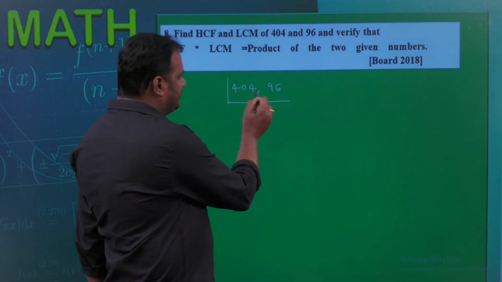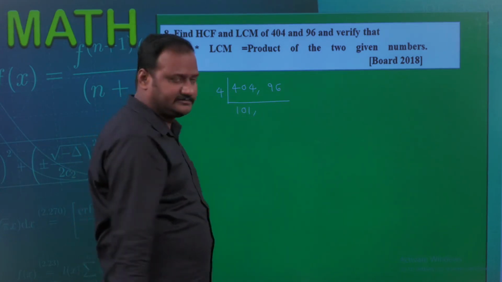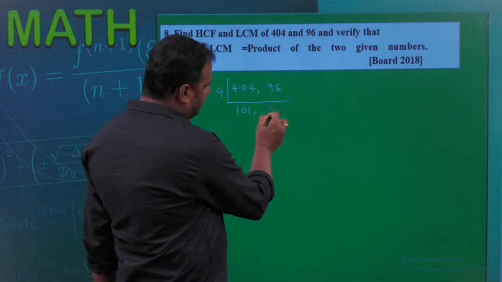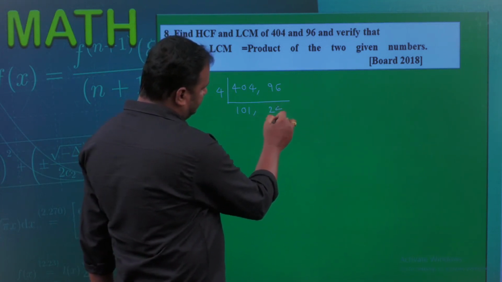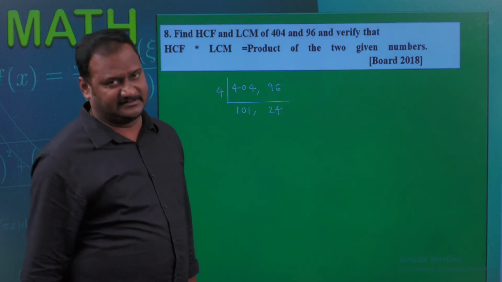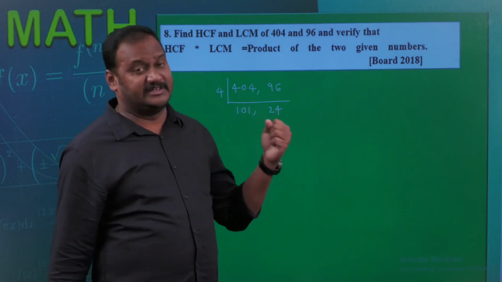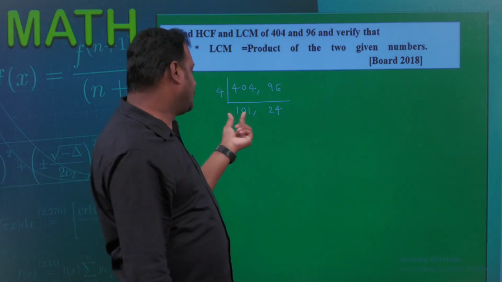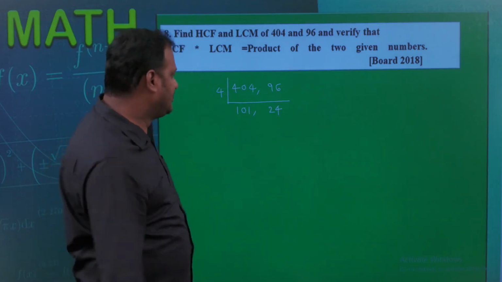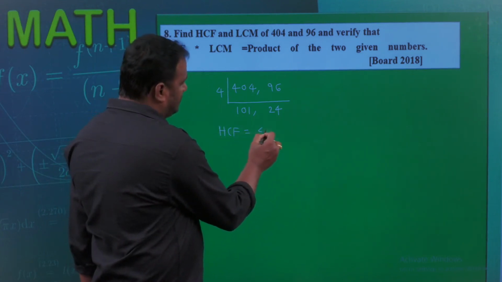See, it is divisible by 4. This one is also divisible by 4. So 4 101s are 404, and here 4 2s are 8, 4 4s are 16, so 96. And 101 is a prime number, isn't it? 24 is a composite number. So 101 and 24 cannot be cancelled by any other numbers. So what is the HCF of the two numbers? HCF is equal to 4.